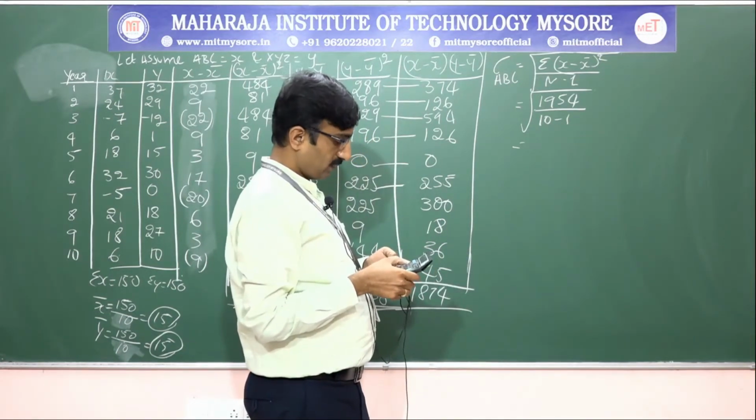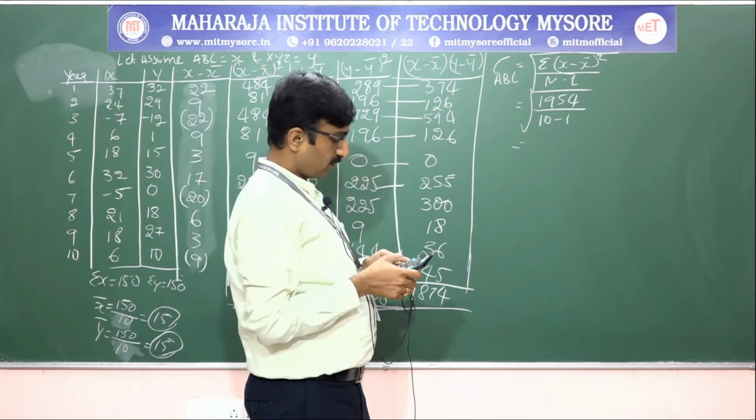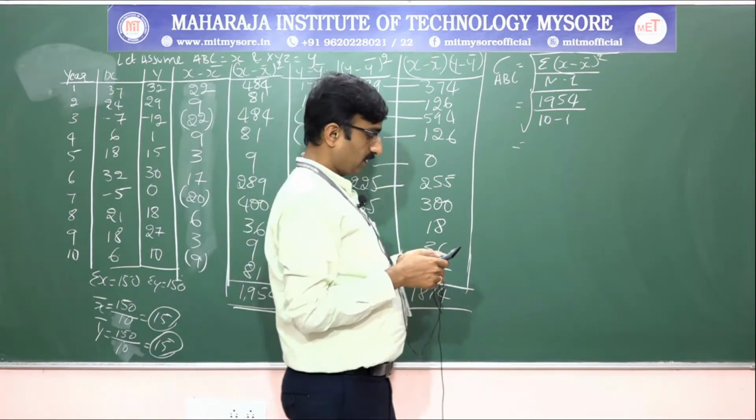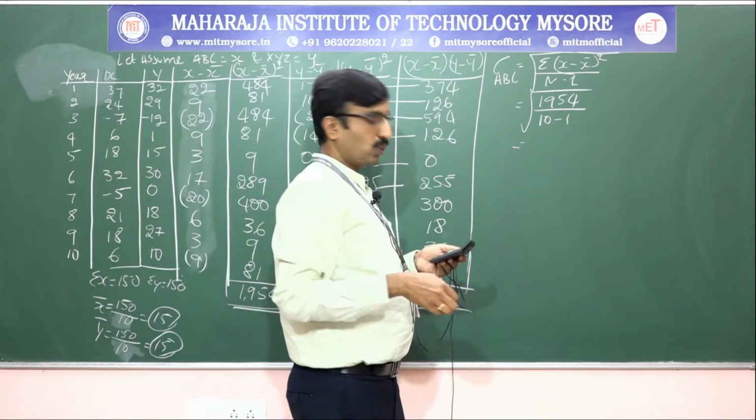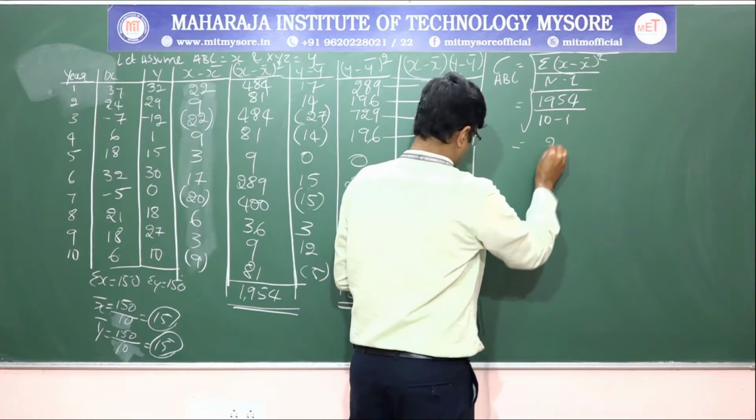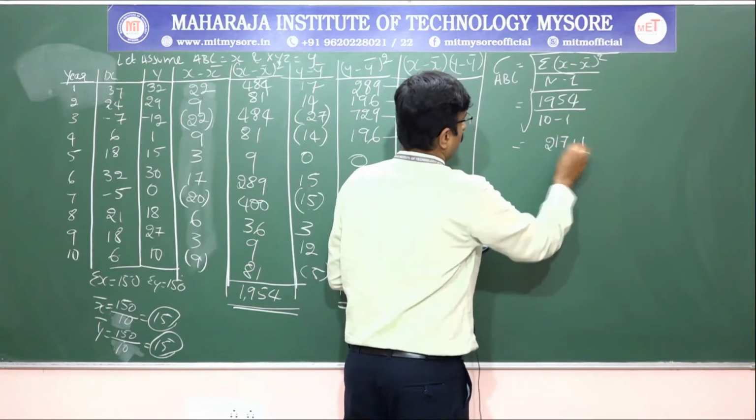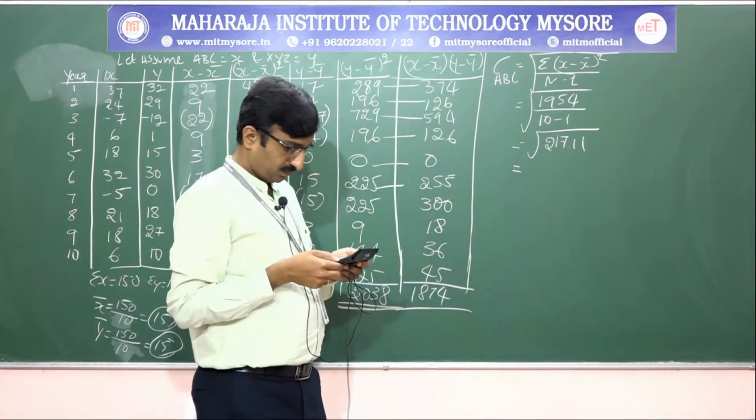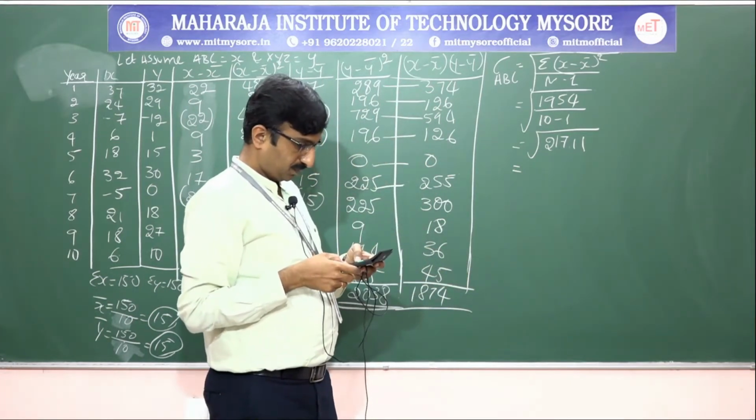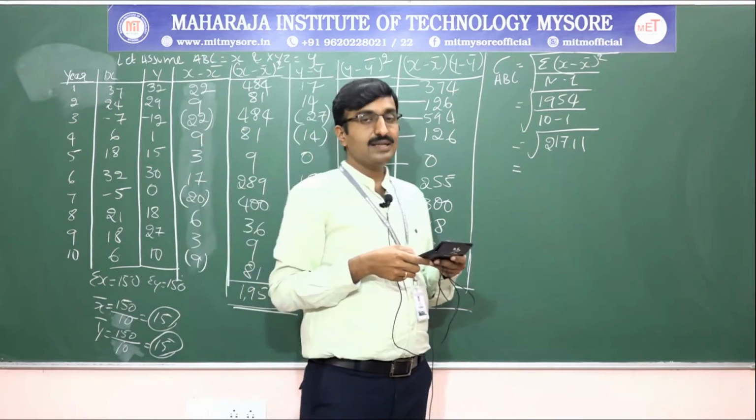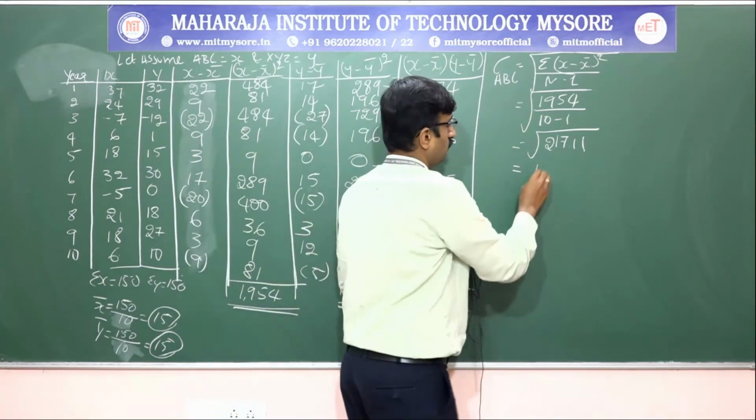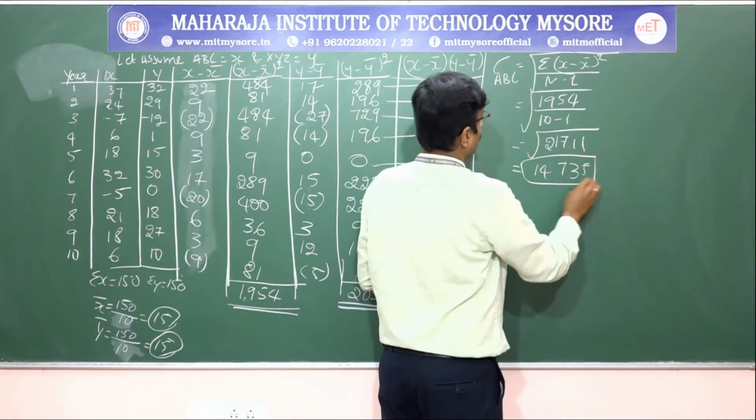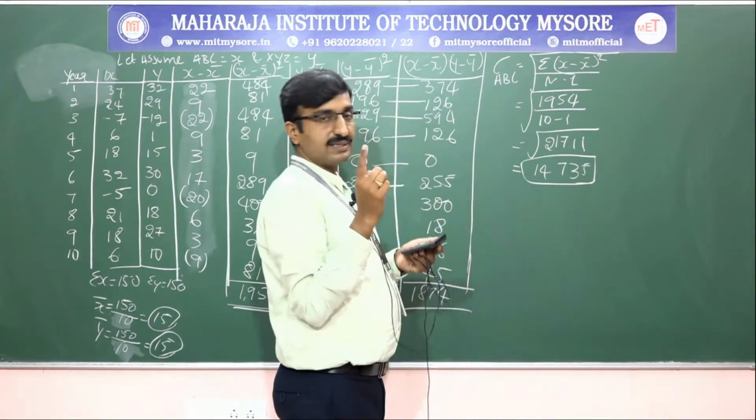1954 divided by 9. It is how much? 217.11. For this you do the root value. So, you will get 14.735. This is the value of risk for ABC company.